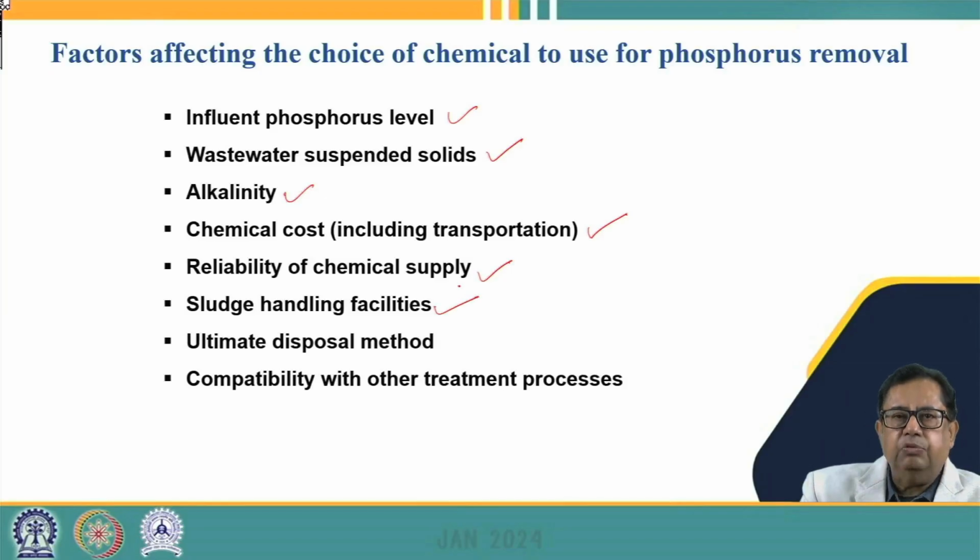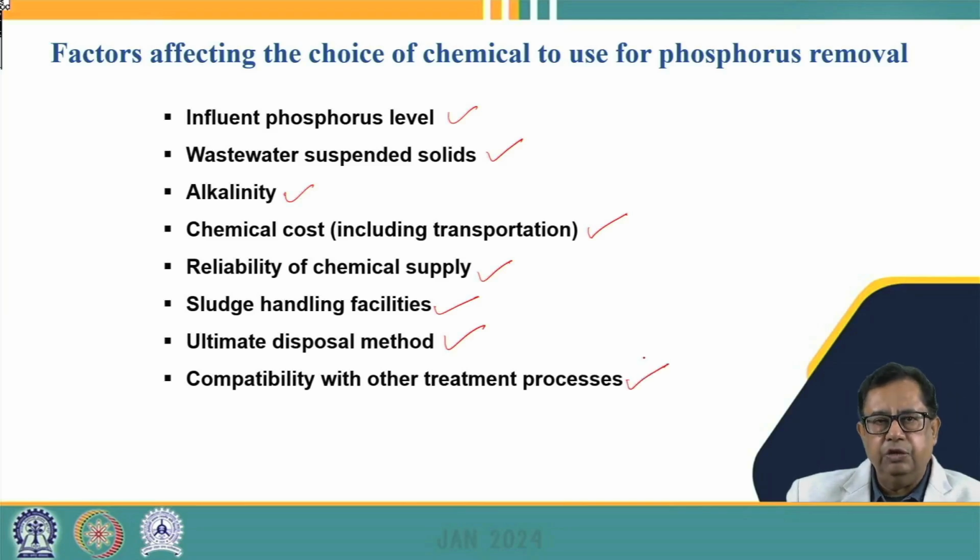Similarly, a large amount of sludge will be generated because of the addition of these chemicals. So we should have proper sludge handling facilities at the treatment plants, and we should also look at the ultimate disposal methods which will be used so that we can dispose of the sludge which is enriched with the phosphate. And similarly, we also have to look at whether the chemical which we are using is compatible with the other treatment processes, especially the biological processes.